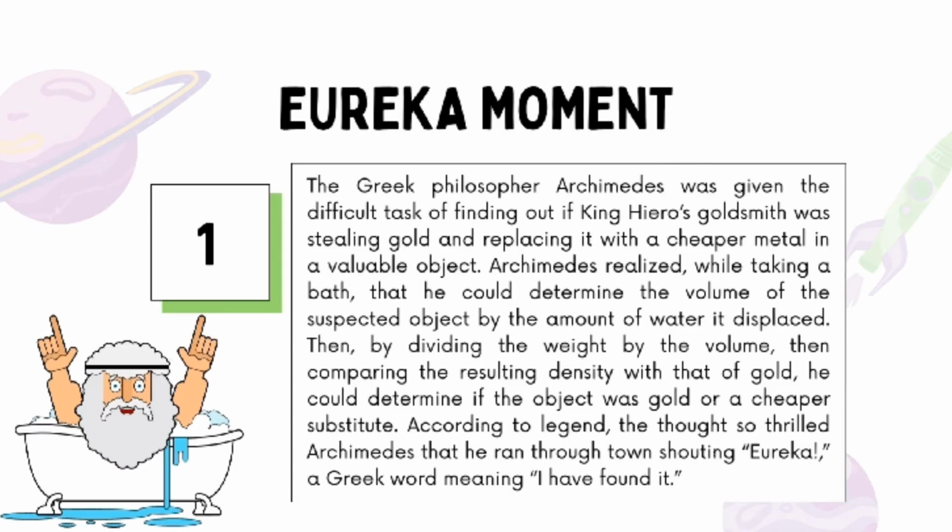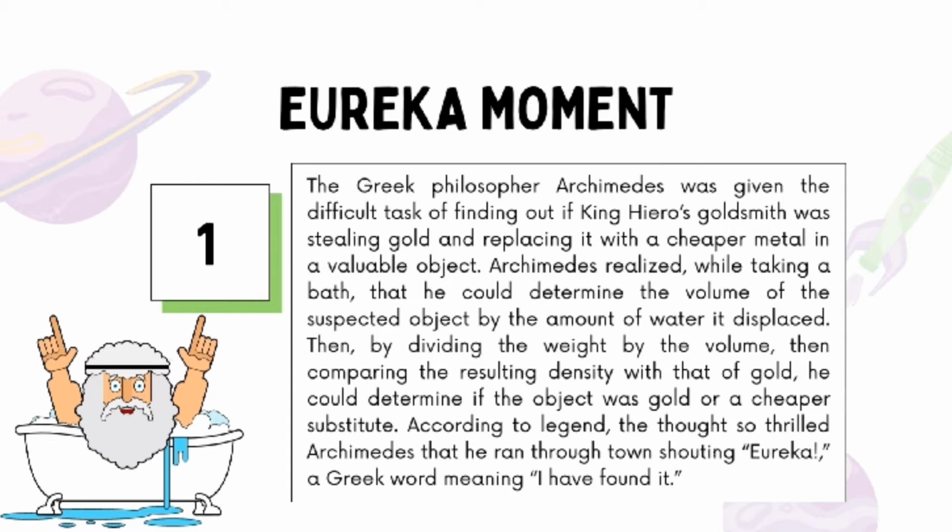First, Eureka moment. The Greek philosopher Archimedes was given the difficult task of finding out if King Hero's goldsmith was stealing gold and replacing it with a cheaper metal in a valuable object. Archimedes realized while taking a bath that he could determine the volume of the suspected object by the amount of water it displaced. Then, by dividing the weight by the volume, then comparing the resulting density with that of gold, he could determine if the object was gold or a cheaper substitute.